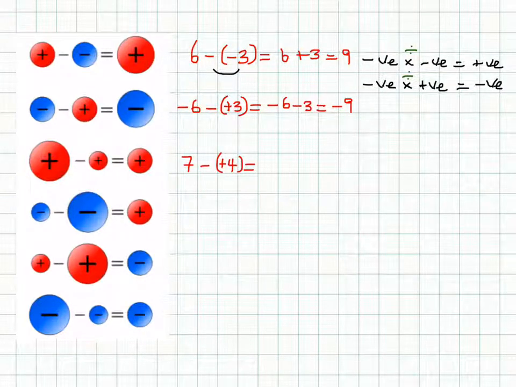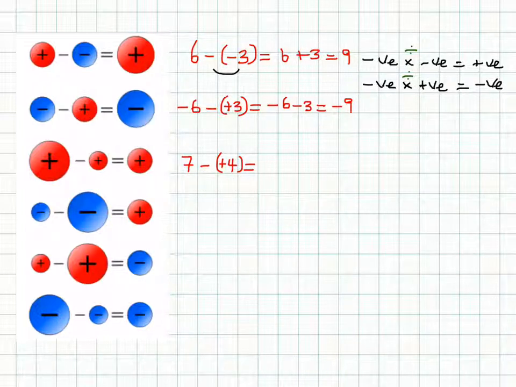Okay, on this one, you will notice that this is a much bigger circle. What it basically means is if you have a big positive number and you take away a small positive number, you're going to have a positive answer. So let's have a look. I wouldn't need to add any rules for that because I've got it all here already. So it's pretty much like saying 7 take away a positive 4.